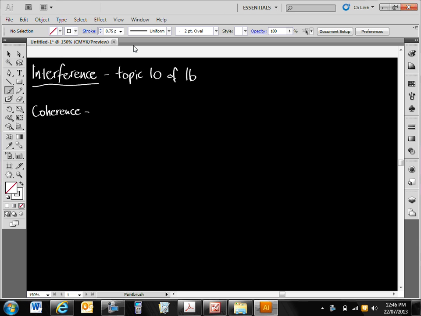We'll start with coherence. Does anybody know what coherence is straight away? When we talk about coherence, we've got to talk about two wave sources. Yes, they must have the same frequency. Two wave sources are in phase. We'll talk about phase in a second.